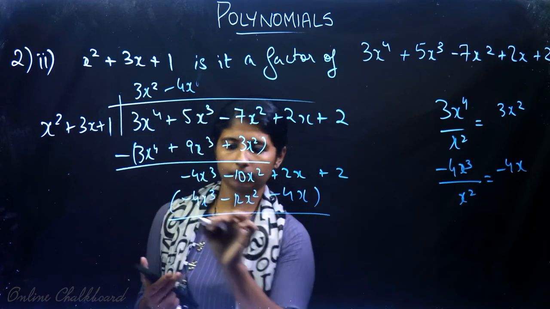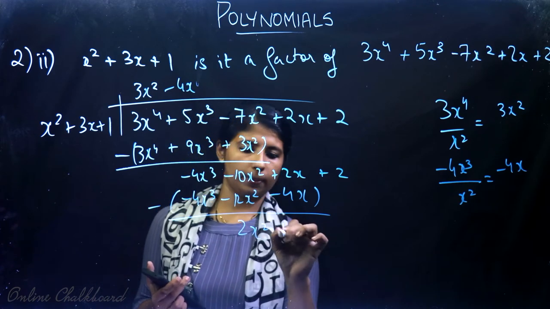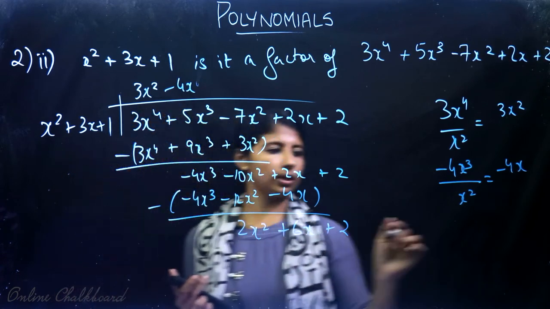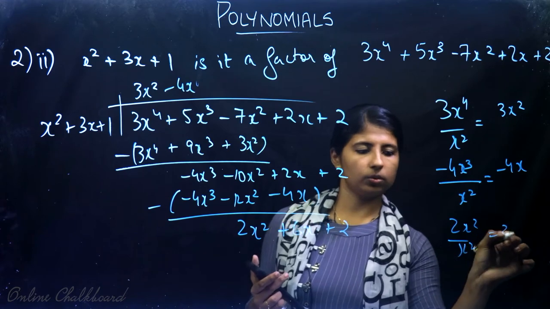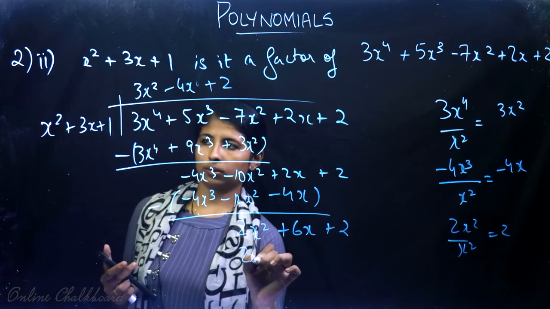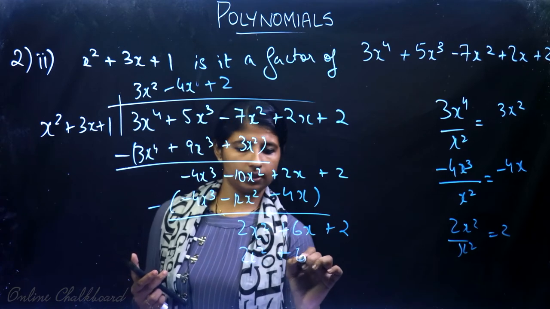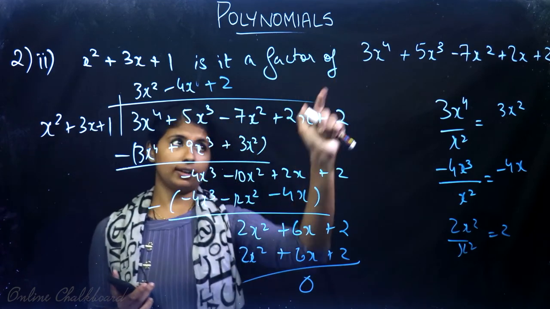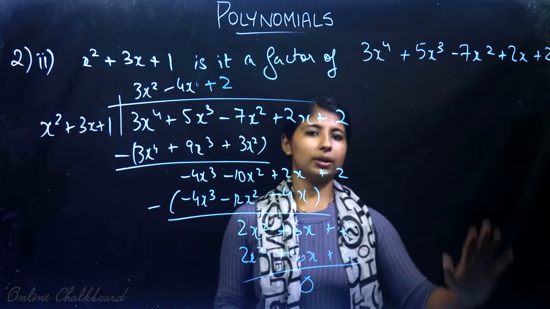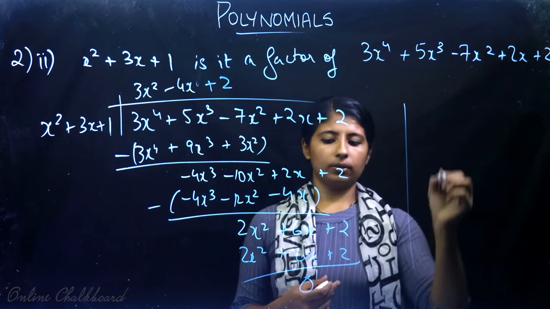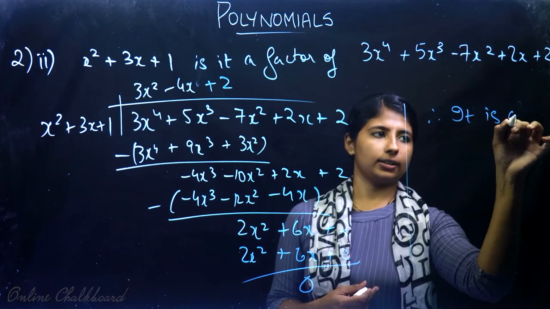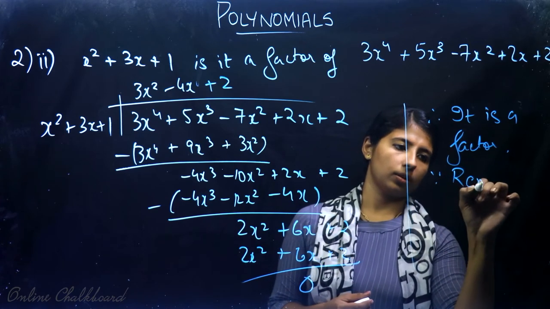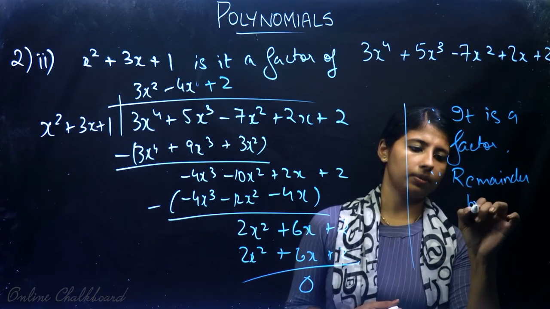Subtract, and we get 2x square plus 6x plus 2. Minus 10 plus 12 is 2. Now, same degree, 2x square by x square equals 2. So plus 2, 2 times the divisor is 2x square plus 6x plus 2, and the remainder is 0. So we'll say x square plus 3x plus 1 is a factor of this polynomial. This should be done in the rough column, as we had done. Therefore, it is a factor, since we got remainder 0.